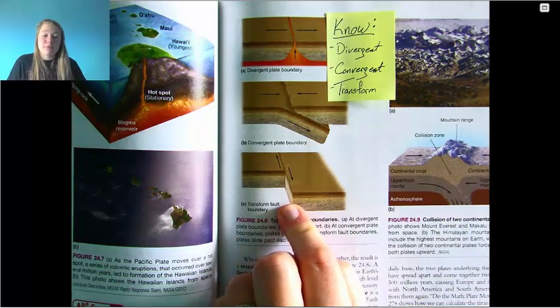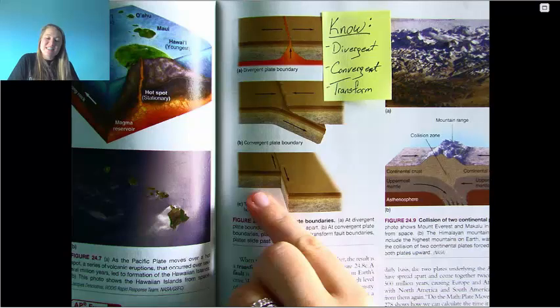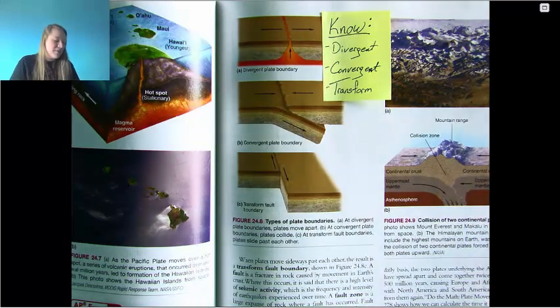And then we have transform plate boundaries. Think like the faults near California. They're just sliding next to each other.